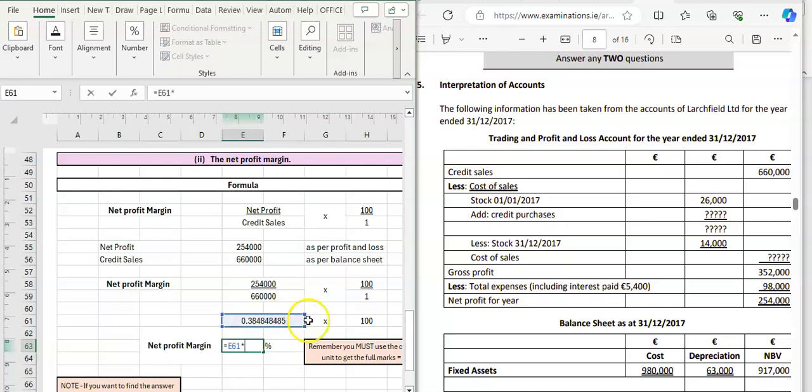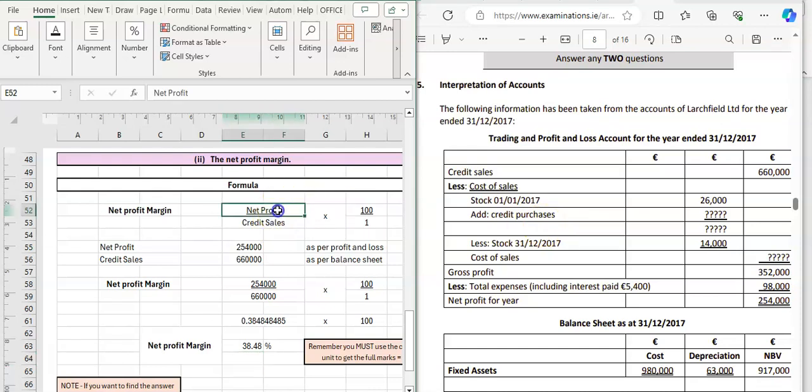So when we multiply that by 100, we get 38.48%. So that means that for every 100 euro sales, 38 euro 48 cent is contributed to the net profit. So that's number 2 for Larchfield 2018 ordinary level question 5.